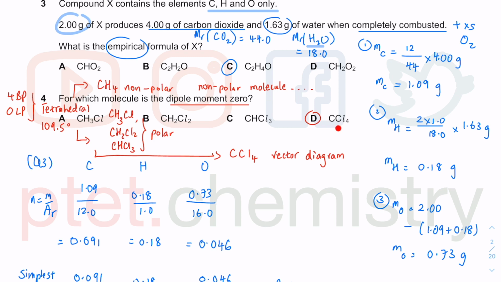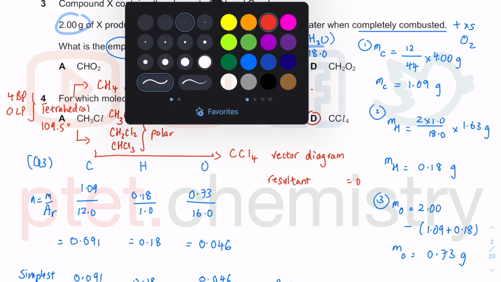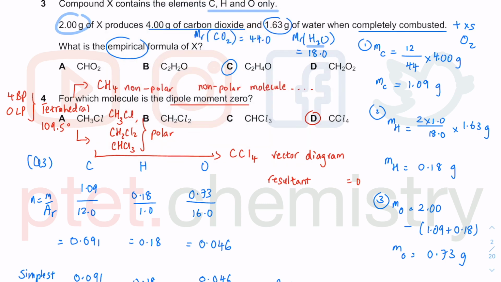When I said they loop onto themselves, what I meant is the resultant force is going to be 0, because dipole is a vector quantity. Vector has direction and magnitude. So if they close out onto themselves, the resultant is going to be 0. Probably I shouldn't call it resultant force. I should really call it resultant dipole, because that is the quantity there. So CCl4, just like CH4, is non-polar. Everything else in between is going to be polar molecule.